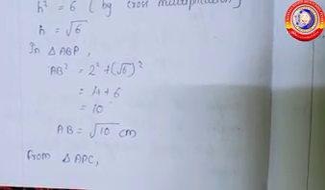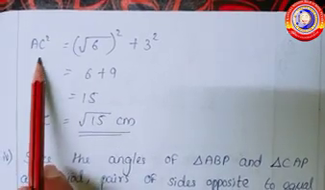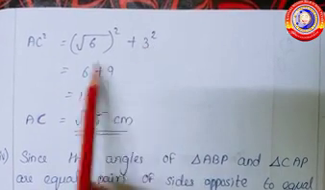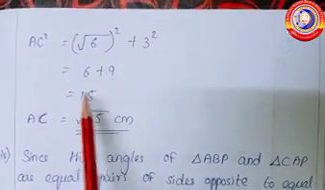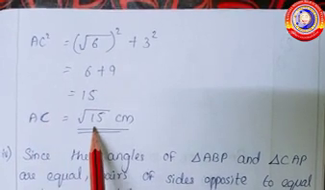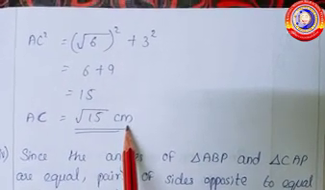Now let us consider the next triangle, that is triangle APC. Here AC square is equal to root 6 square plus 3 square, which is equal to 6 plus 9, that is 15, and AC is equal to root 15 centimeter.